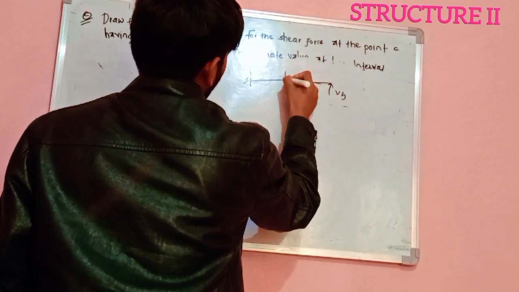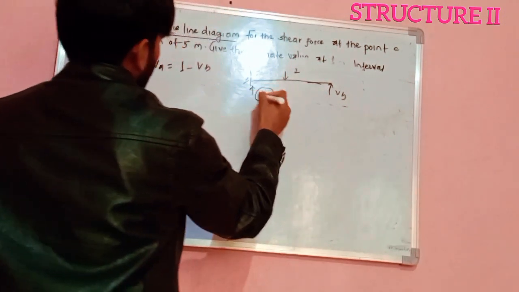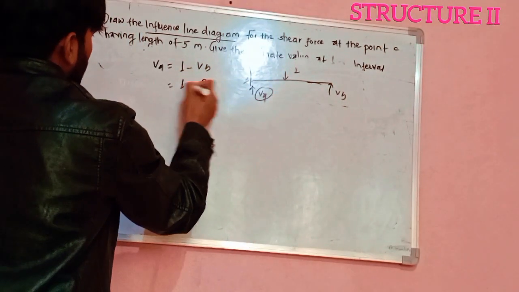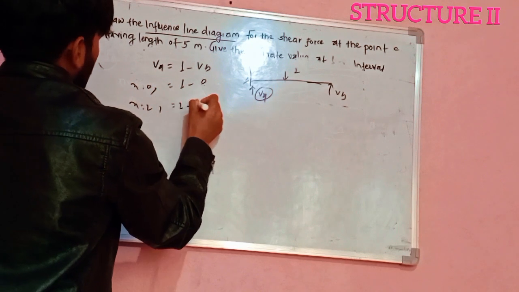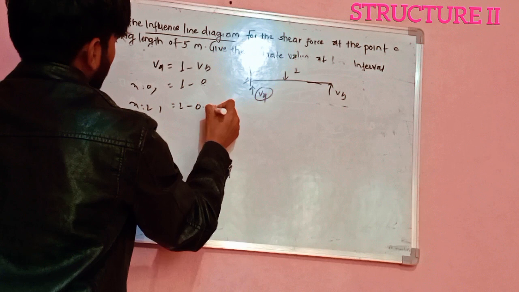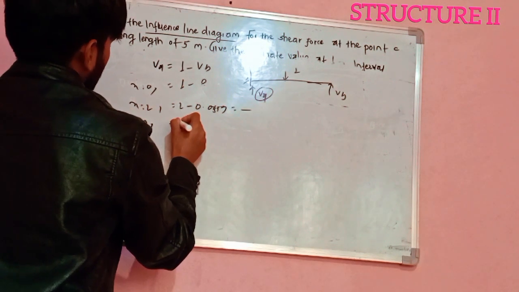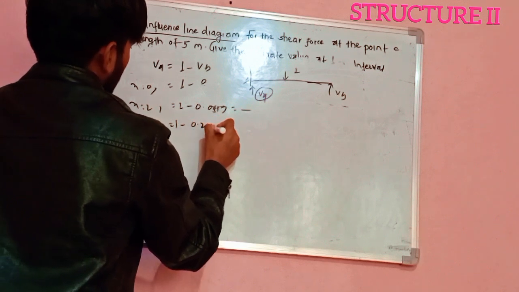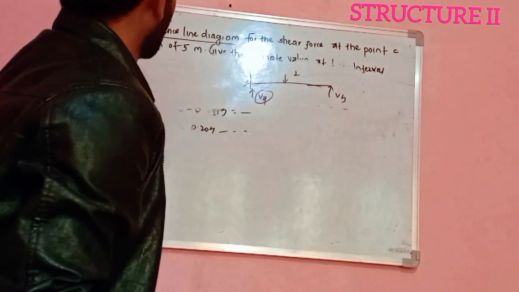When the unit load is at point C, what will be the value of BA? That will be 1 minus BB. So 1 minus, what will be 0 at X equal 0. When X is 1, this becomes 1 minus 0.0559, you get something. When X is equal to, it becomes 1 minus 0.204 or something. So you can calculate the value of BA in this way.